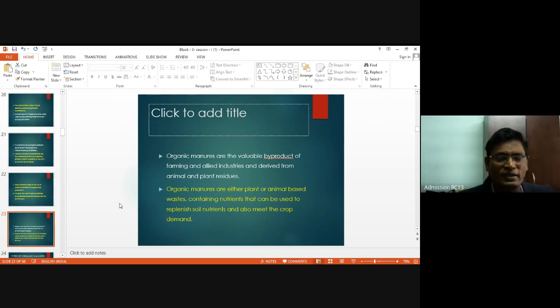So organic manures are either plant or animal based waste. When you talk about organic manure, these are from plant-originated or animal-based waste, containing nutrients that can be used to replenish soil nutrients and also meet the crop demand. So here two aspects are there. For crops to have good growth or good yield, the soil nutrients should be managed and in good condition. So these organic manures contain nutrients that we use to replenish the soil value and also meet the crop demand.